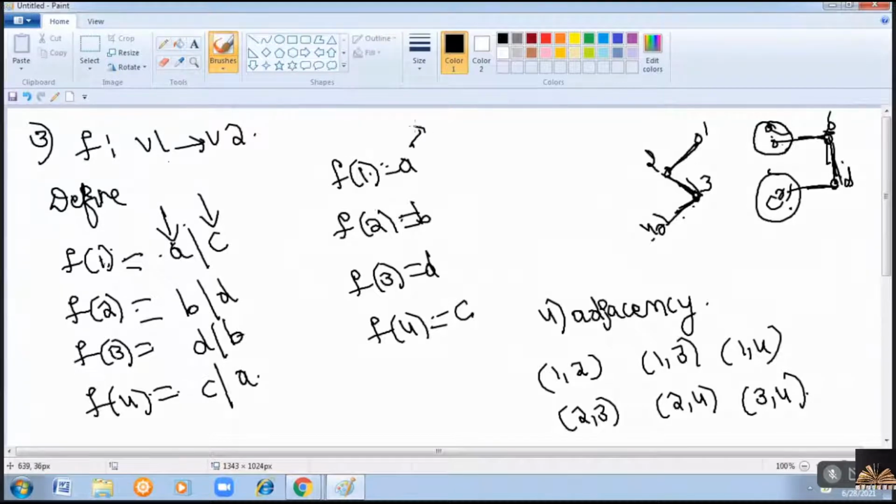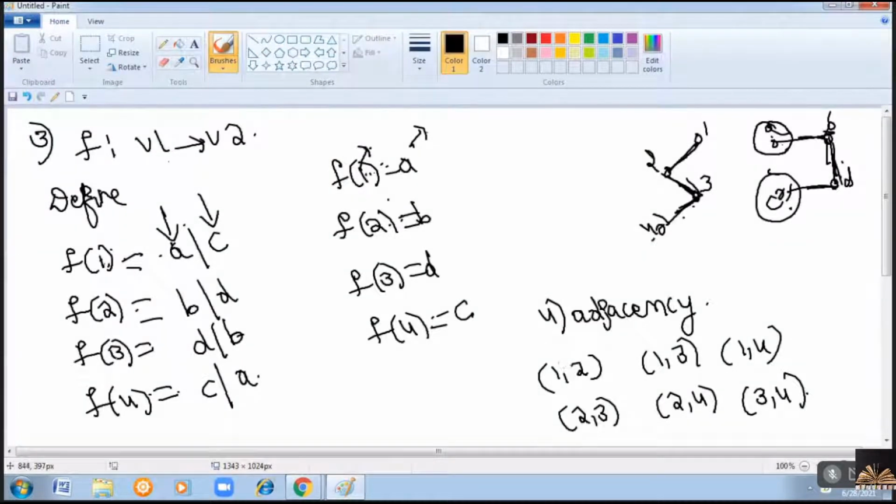These are the images, right? These are the pre-images. Check the adjacency of the pre-images. If they are adjacent, then the corresponding images should also be adjacent. If the pre-images are not adjacent, then the corresponding images should not be adjacent in the graph.